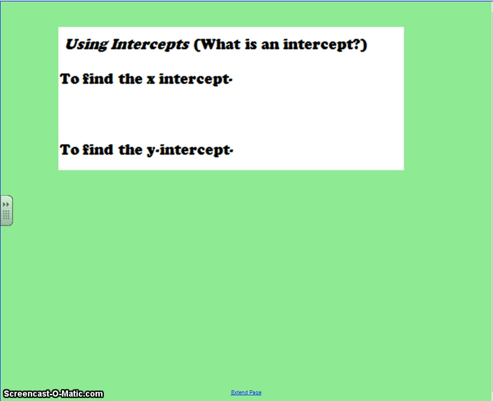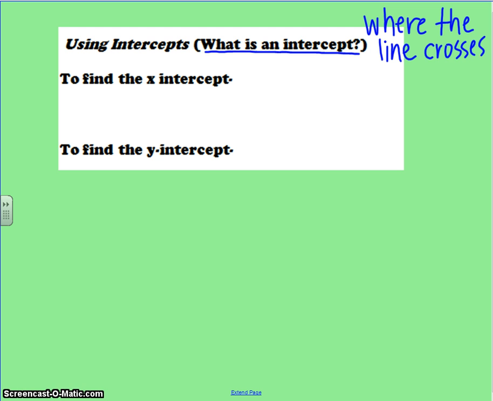The first thing we need to do is review what an intercept even is. And we can remember that an x and a y-intercept is where a line is going to cross an axis. So the x-intercept is where it crosses the x-axis, and the y-intercept is where it crosses the y-axis. And remember that y-intercept, we always use the letter b to represent that. That's our b when we're talking about slope-intercept form.